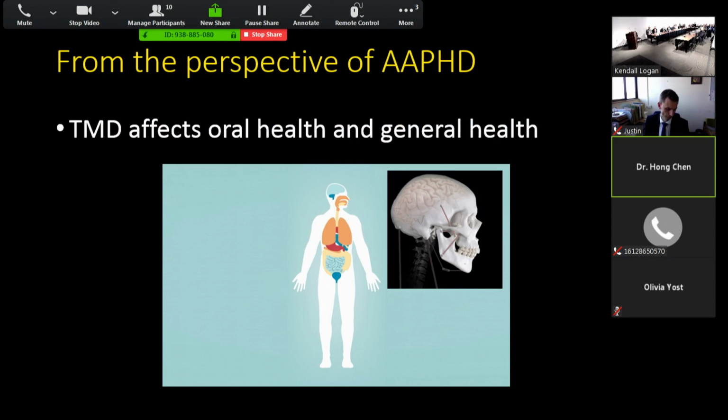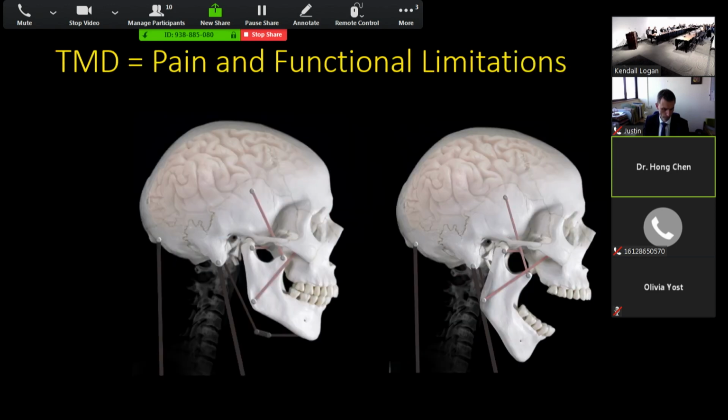First of all, from our perspective, TMD affects both oral and general health. The musculoskeletal system is an integrated system that connects to the body through the head and the neck, and it is in charge of very important oral facial functions that affect the whole person. TMD affects the functions of this whole system with pain and functional limitations.